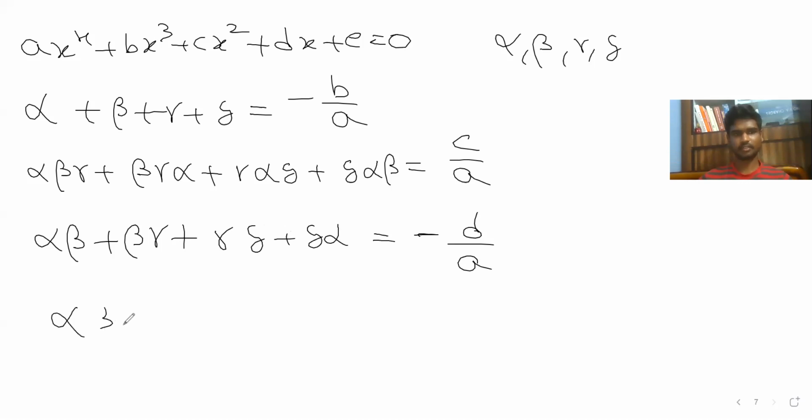Now the last, alpha beta gamma delta, the product of the roots. What is the product of the roots? Just as you got minus b by a, c by a, d by a, now the next term, e by a. You are just going in a sequence.